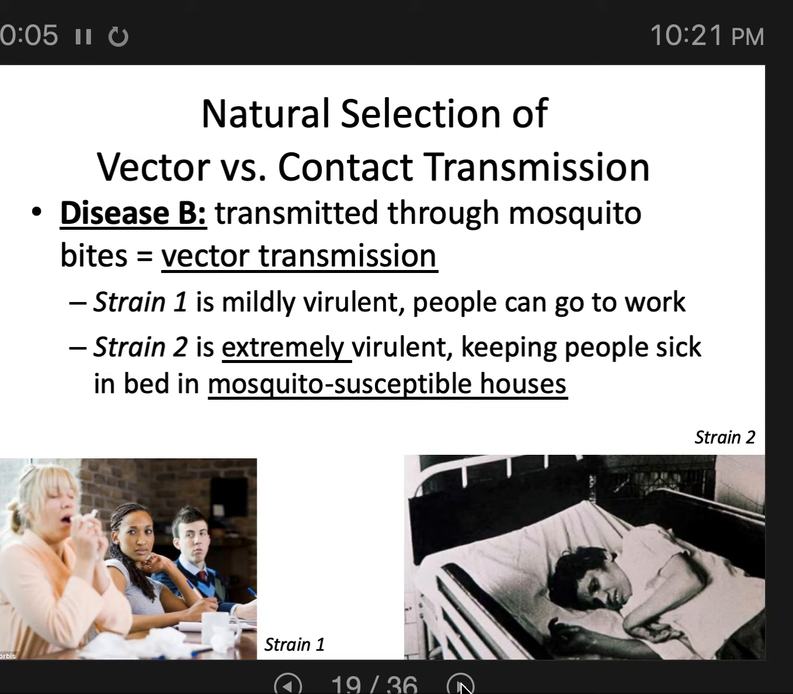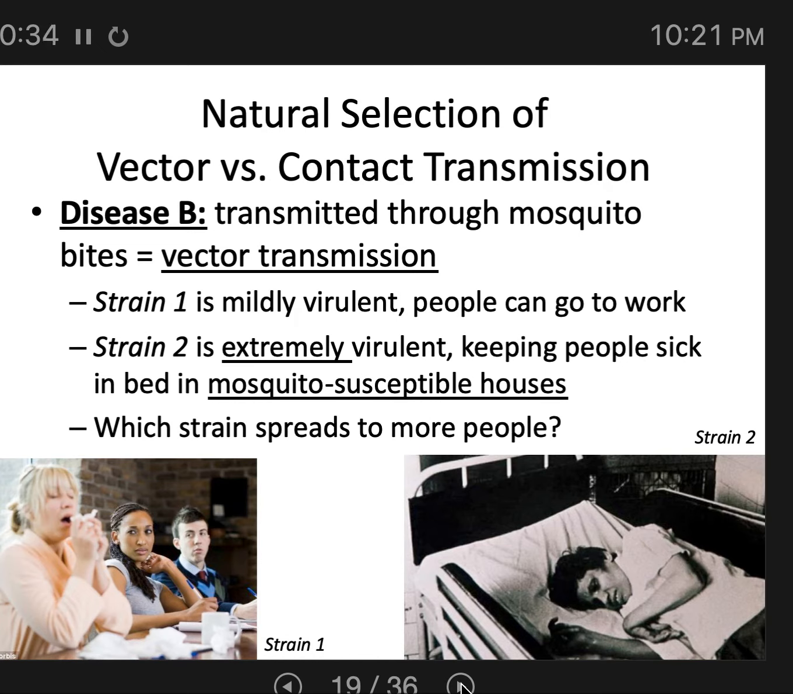So we might say, for example, this is in a rural part of Africa where people are living in mud huts. They don't have screens on their windows. They don't have glass on their windows. So now, this is a vector-borne transmission, so it relies on mosquito bites. Mosquitoes move the pathogen from one host to the next. And we're now in a place where people who are sick in bed are still exposed to mosquitoes.